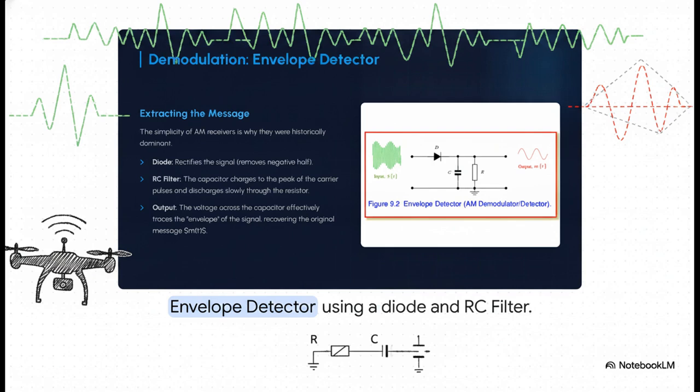Then, an RC filter, just a basic resistor and capacitor, takes over. The capacitor charges up on the peaks of those carrier pulses and discharges slowly, tracing that outer envelope we talked about earlier. Literally just two simple components and boom, we perfectly recover our original message.